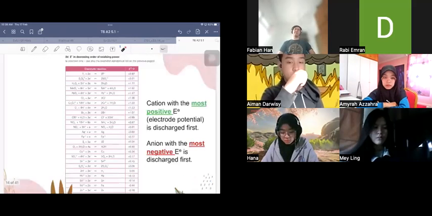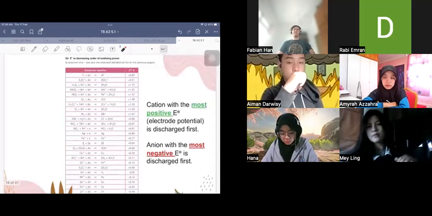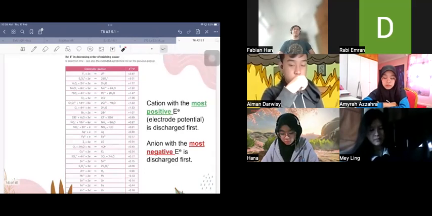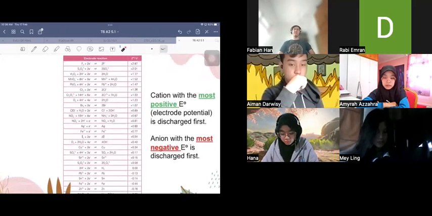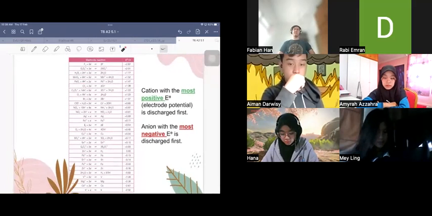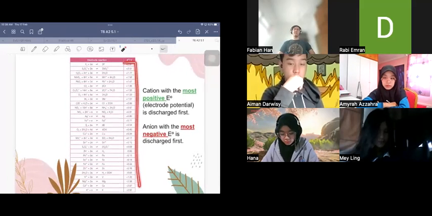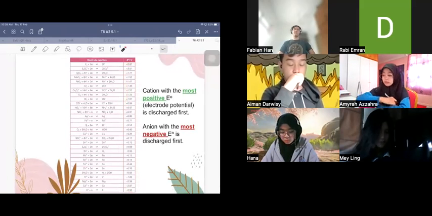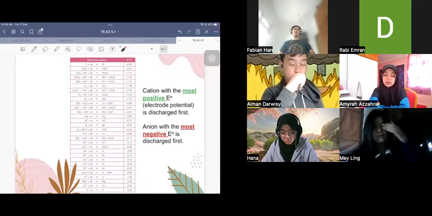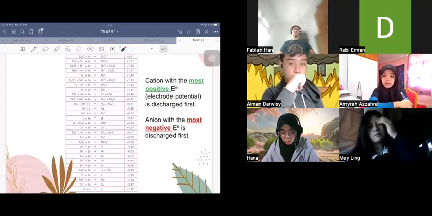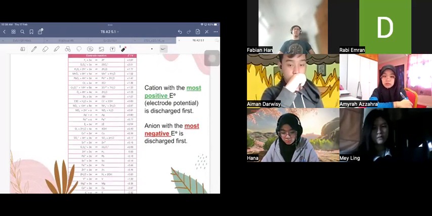Now in the older syllabus, the 2016 syllabus, the data booklet actually gives you a table of the E-note values arranged from the most positive to the least positive. I feel like this is easier to look at because it will come in handy later on. Occasionally I will use this table, but you wouldn't be able to find it in your data booklet.